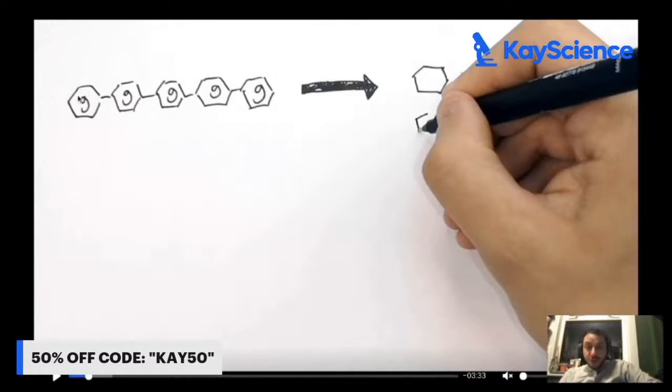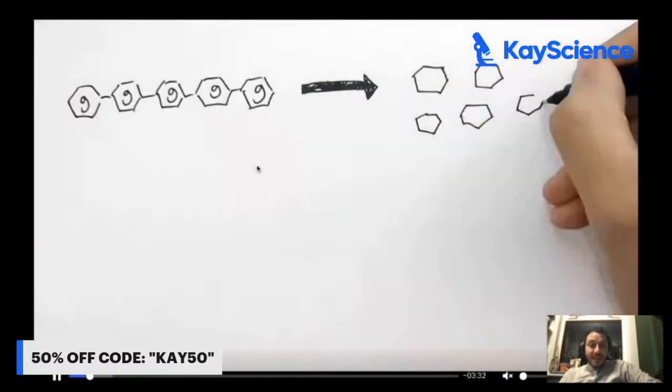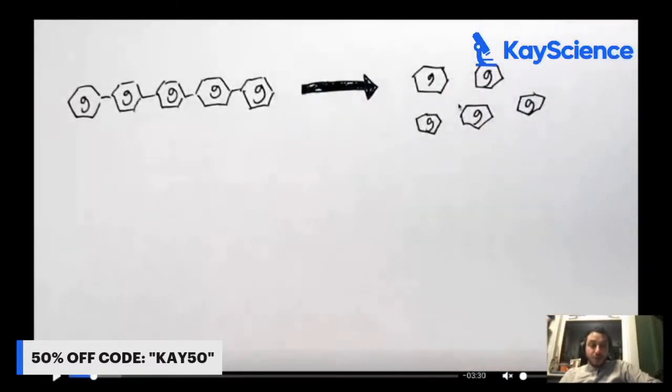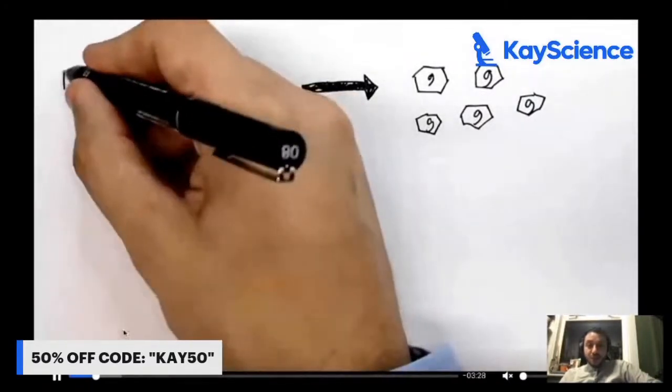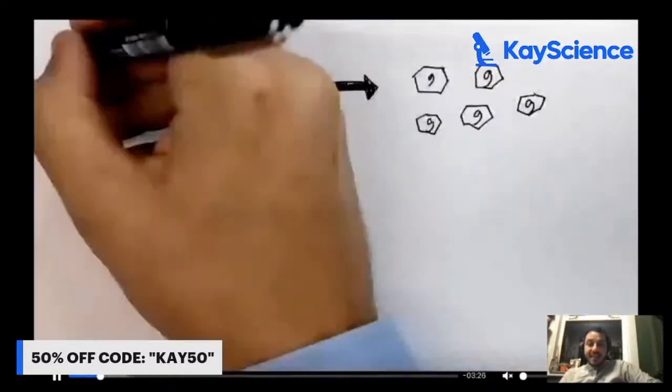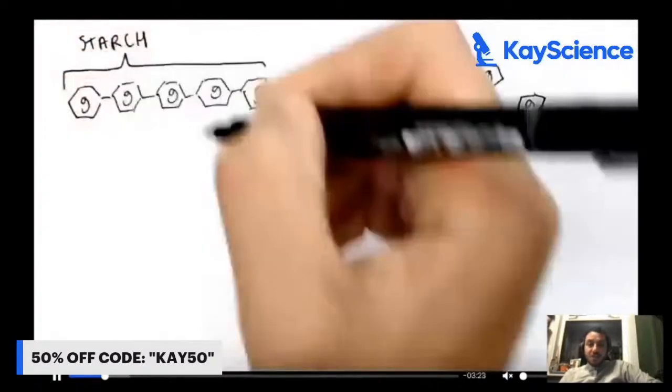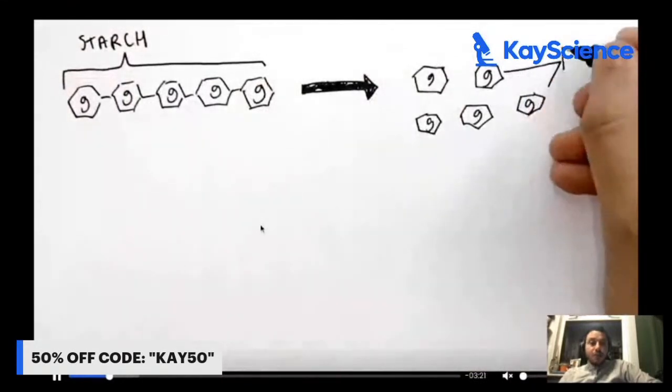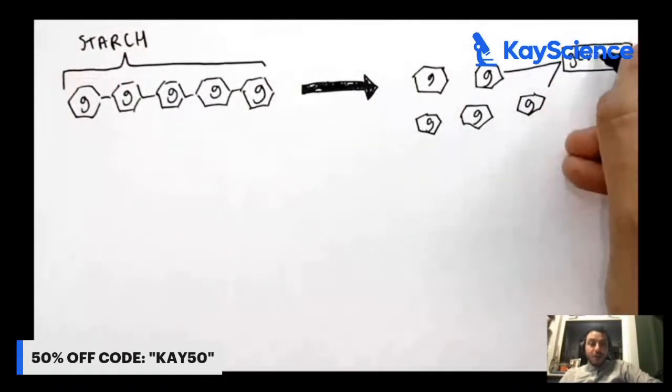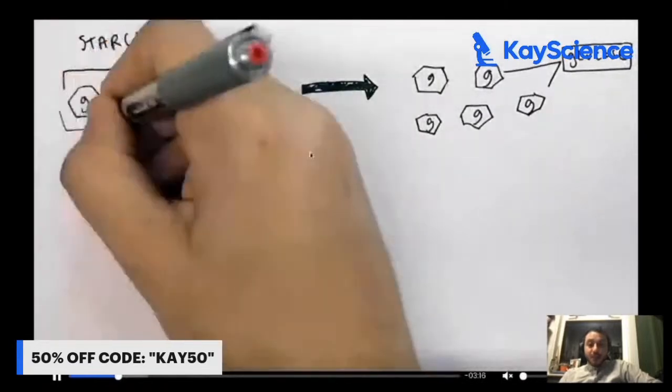The glucose molecules are what we call monomers. Monomers. Mono meaning one, mer meaning unit. Glucose is the monomer. And the polymer is starch. And the starch molecule here is broken down into glucose molecules. So the product of starch being broken down is glucose. So this here is the starch, and these are the glucose molecules, and this is the product.